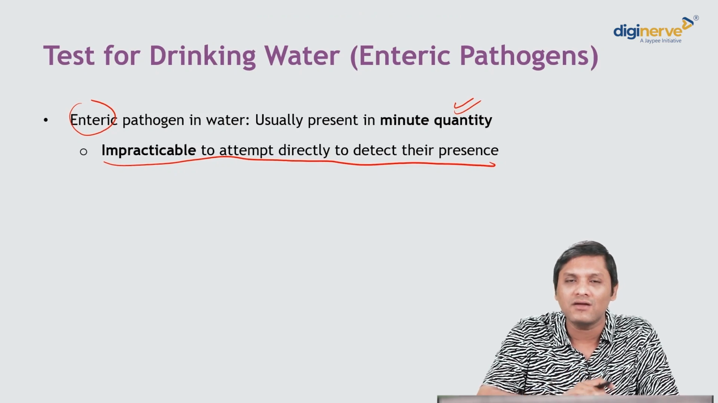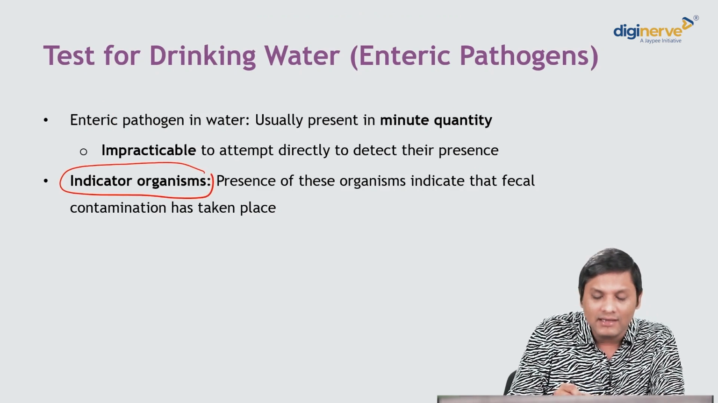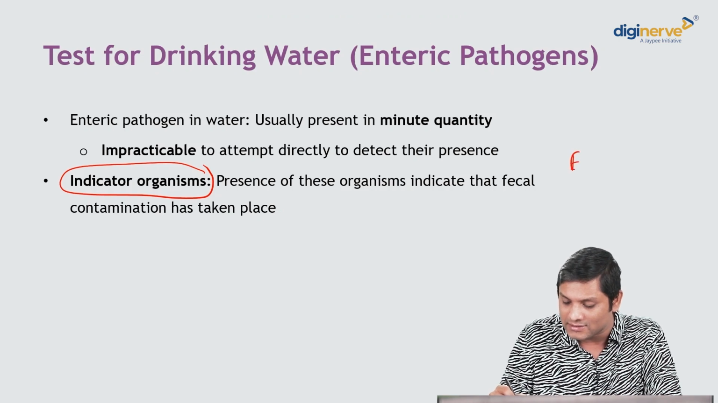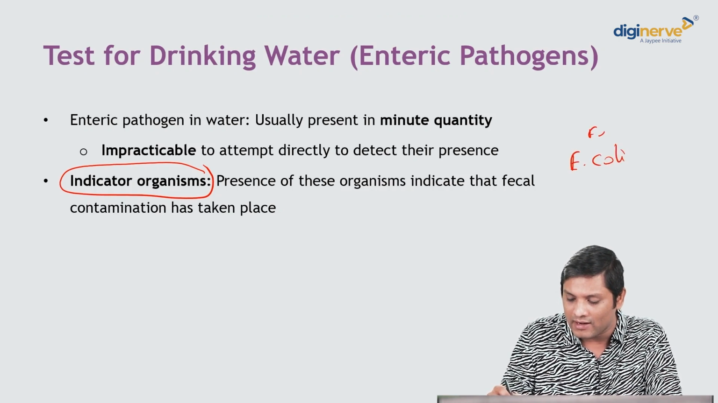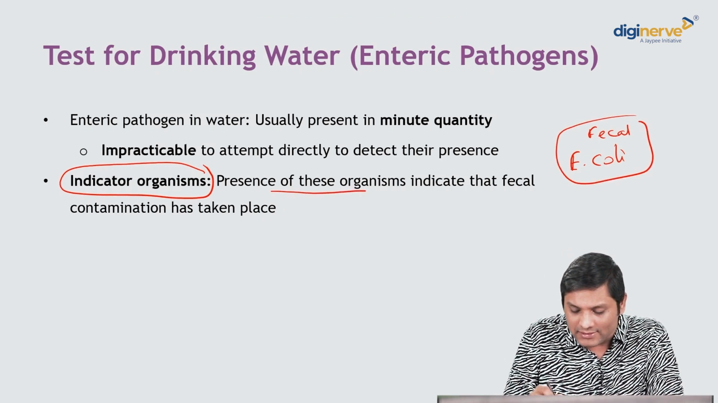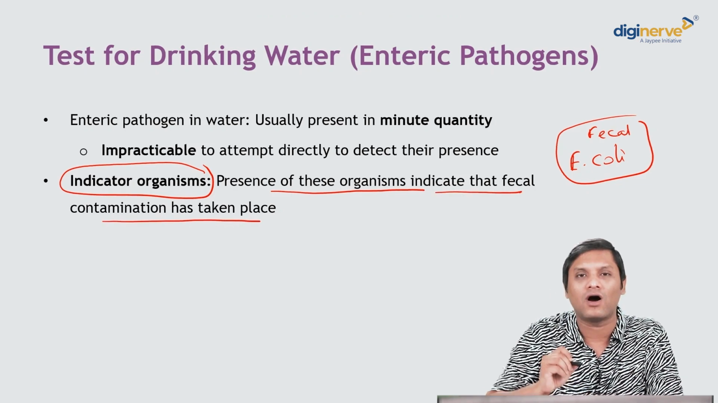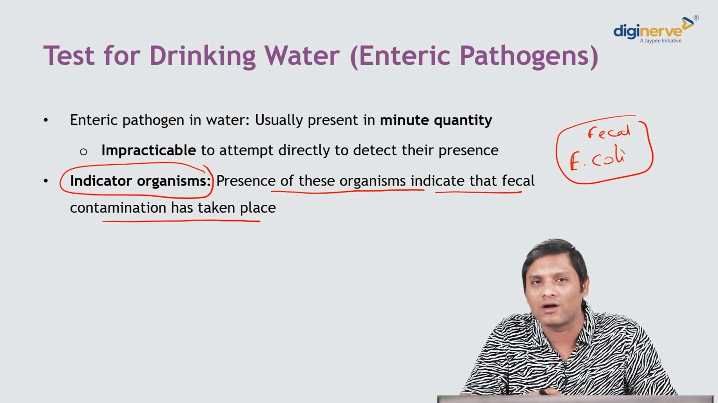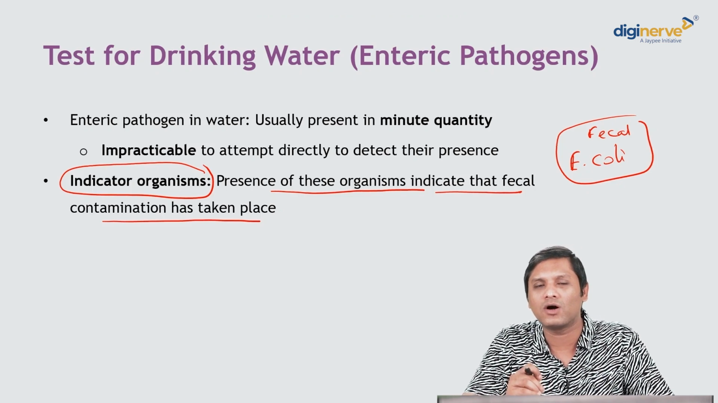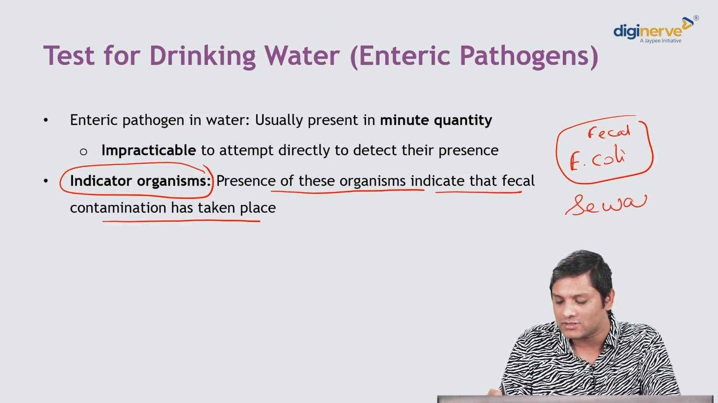Therefore, testing of drinking water can be performed by detecting various indicator organisms. The classical example of an indicator organism is Escherichia coli. Fecal Escherichia coli is a classical example. The presence of these indicator organisms indicates that fecal contamination of the drinking water has occurred. So how may the drinking water get contaminated? The most common source of contamination is the sewage system.